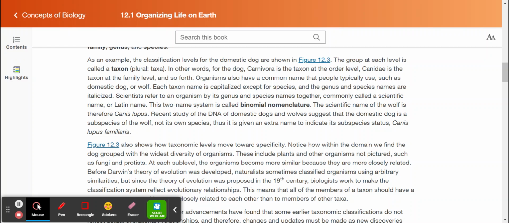Scientists refer to an organism by its genus and species names together, commonly called a scientific name or Latin name. This 2-name system is called binomial nomenclature. The scientific name of the wolf is therefore Canis lupus. Recent study of the DNA of domestic dogs and wolves suggests that the domestic dog is a subspecies of the wolf, not its own species. Thus, it is given an extra name to indicate its subspecies status, Canis lupus familiaris.